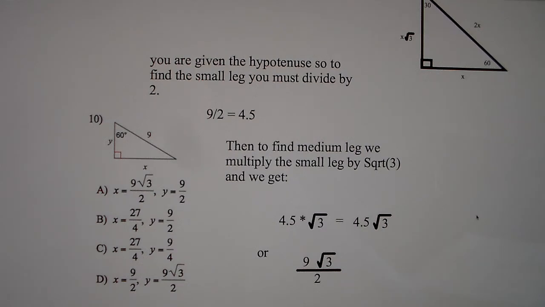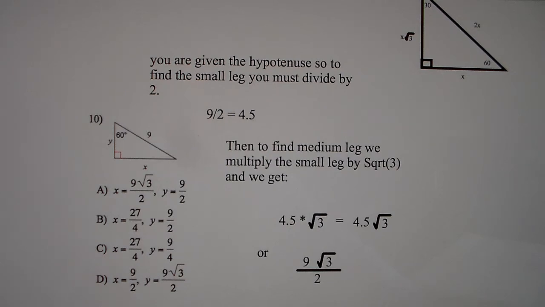Last problem. So you're given a hypotenuse of 9. Now going from the hypotenuse down to the smallest side, which would be y in this case, you divide by 2. So 9 divided by 2 is 4.5. Now since it comes out as a decimal, some people like decimals, some people don't. Our answer keys with multiple choice like fractions. So we're going to leave it as 9 over 2.